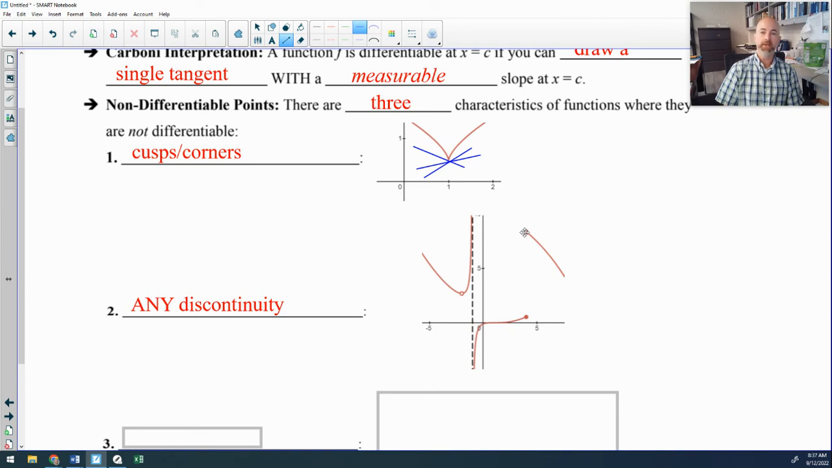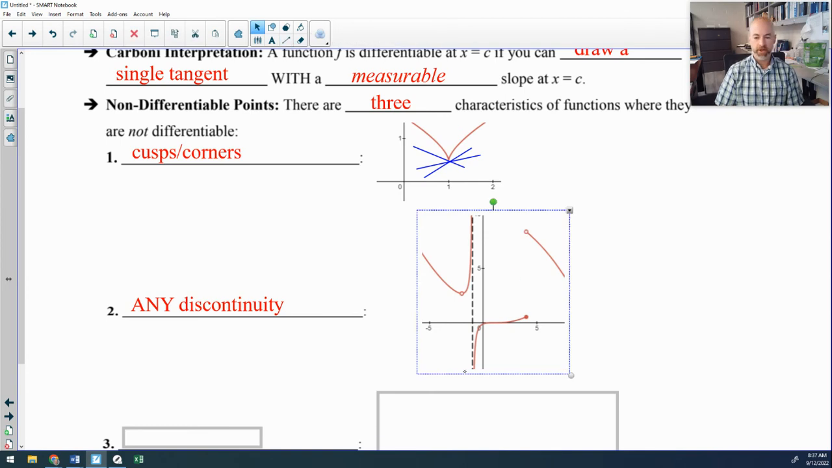If you want to think graphically, I also cannot draw a tangent there because do I draw the tangent up here? Do I draw the tangent down here? You cannot draw that tangent. Similarly, we basically have an infinite jump at this infinite discontinuity, the vertical asymptote. You cannot draw a tangent there.